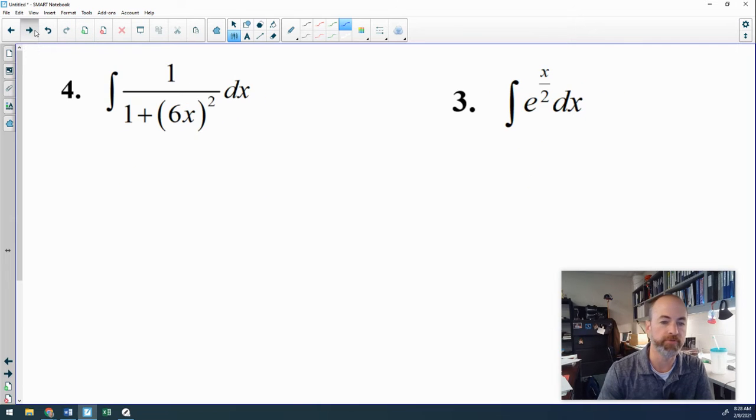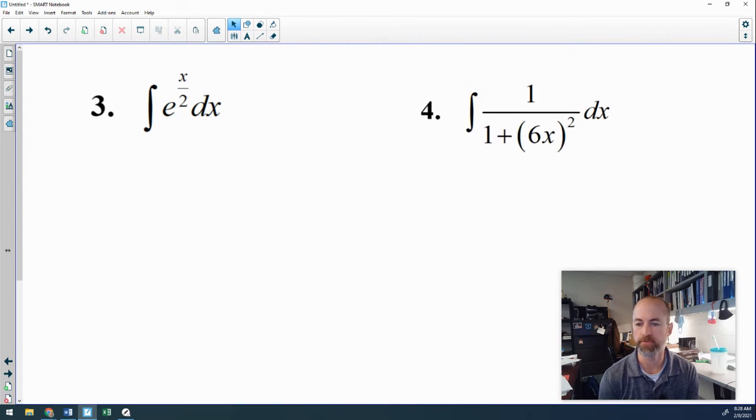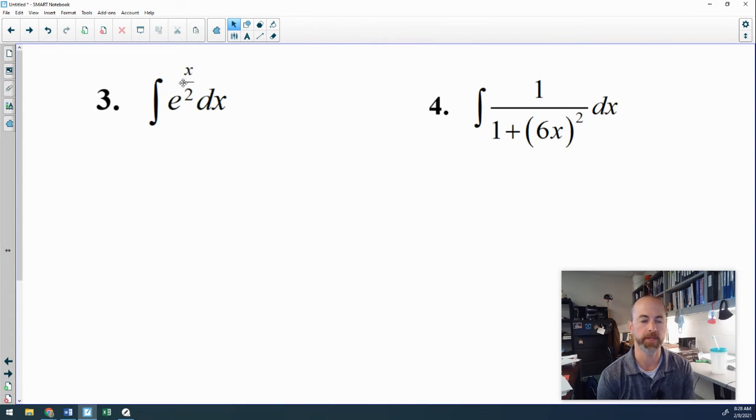Let's look at a few others, and they're going to be quick. We're not going to go through the formal substitution. Now 4 may be a little bit sneaky. Why are these out of order? Move over. Okay, so 3 is a little bit sneaky. 4 is a little bit sneakier.